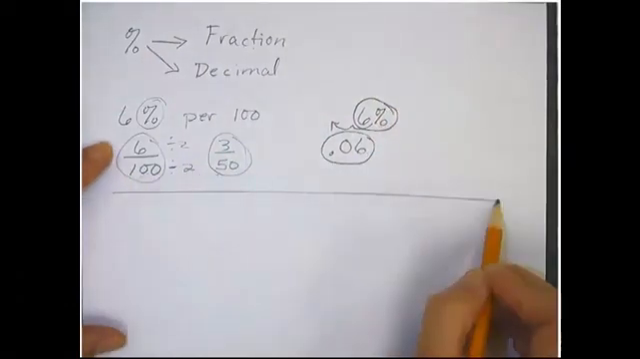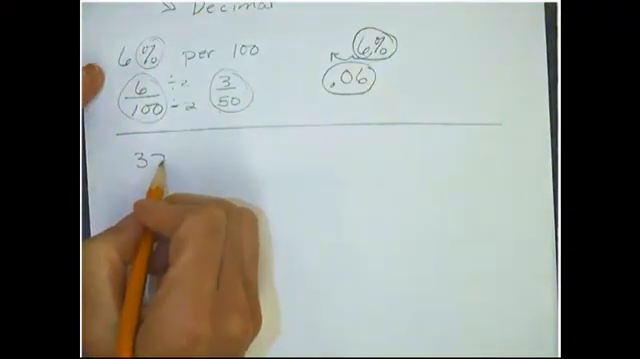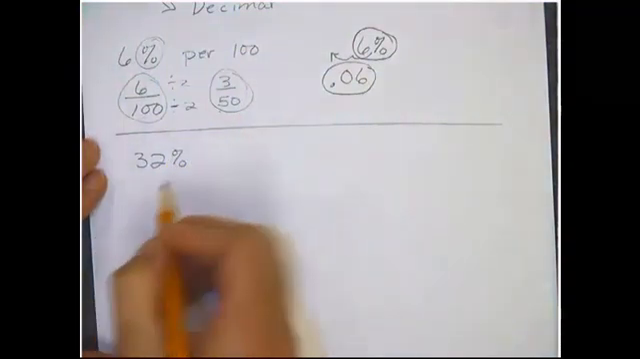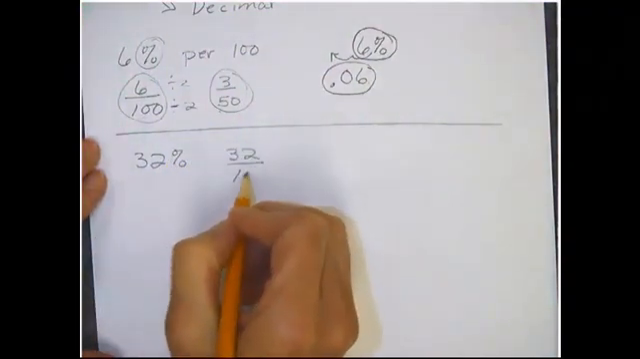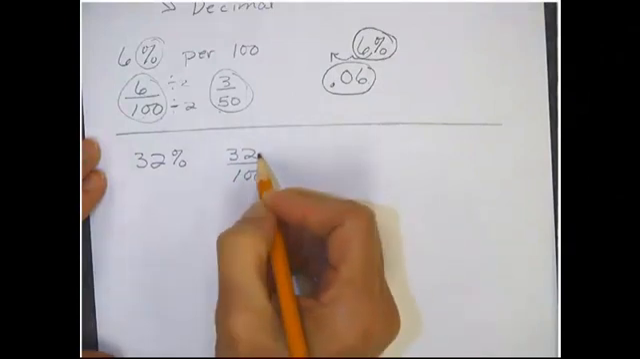If I had something like 32%, again, I could write that as 32 over 100, which they're both divisible by 4. 32 divided by 4 is going to be 8, and 100 divided by 4 is going to be 25, and I could leave it at that. What I want to point out here is that when I'm taking this decimal and moving it 2 places back to the left, I don't need to insert a 0 because I already have 2 digits.